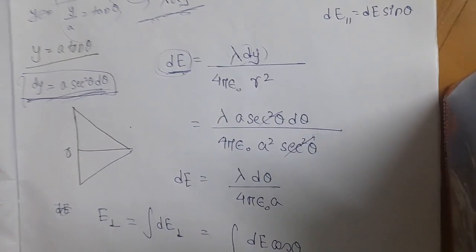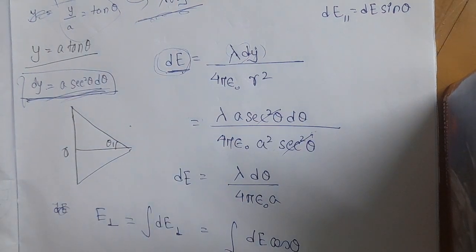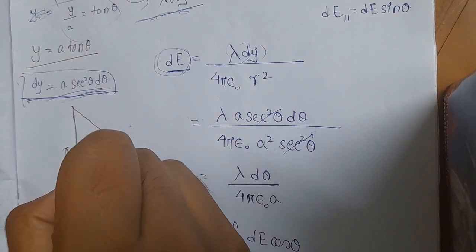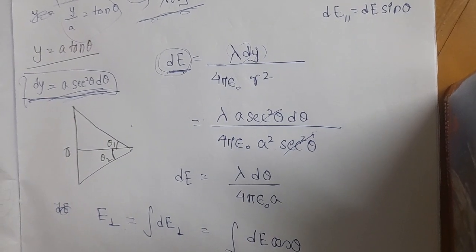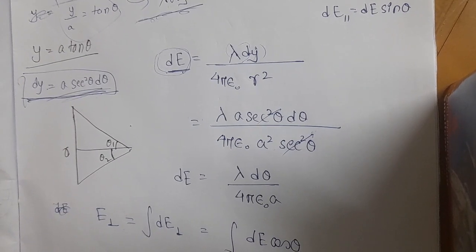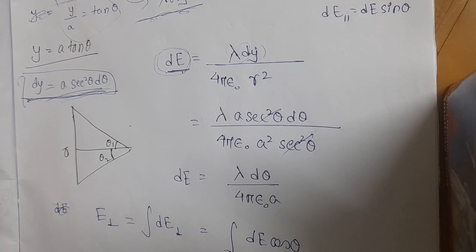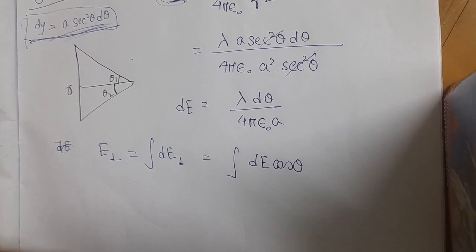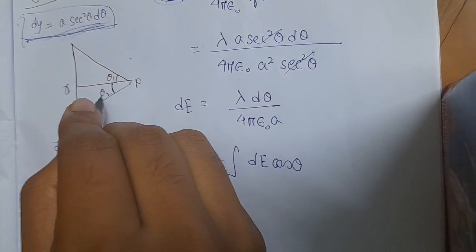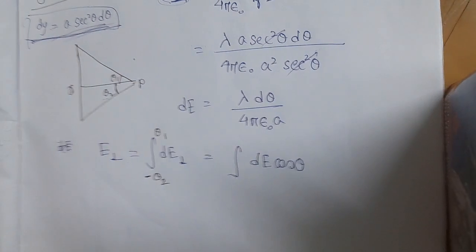This point is the origin. This angle is theta 1. What will be this angle? Theta 2. Okay, fine. I'm integrating it. So what will be the limits of integration? Theta 2 to theta 1? Is it so? It is not. This will be minus theta 2, and this will be theta 1.